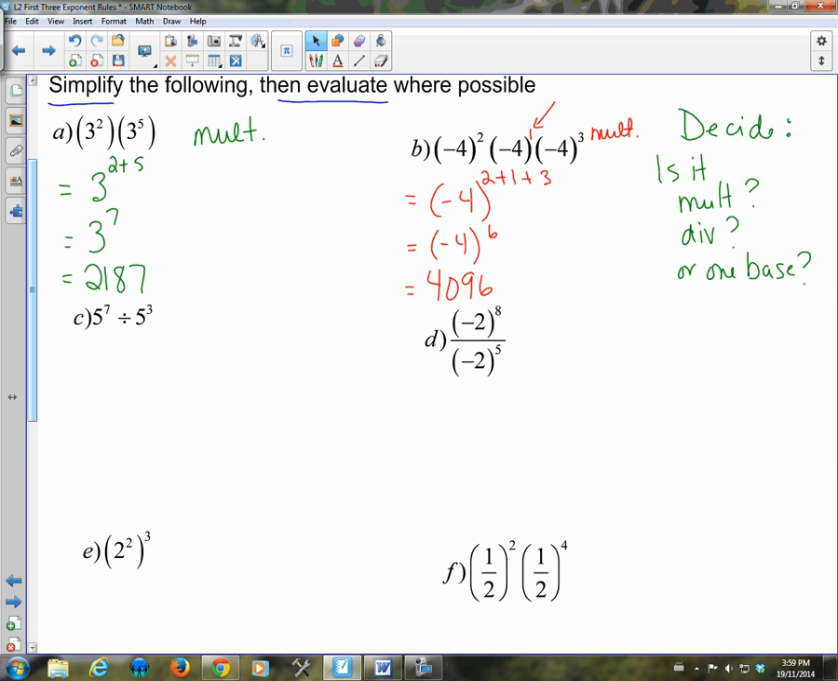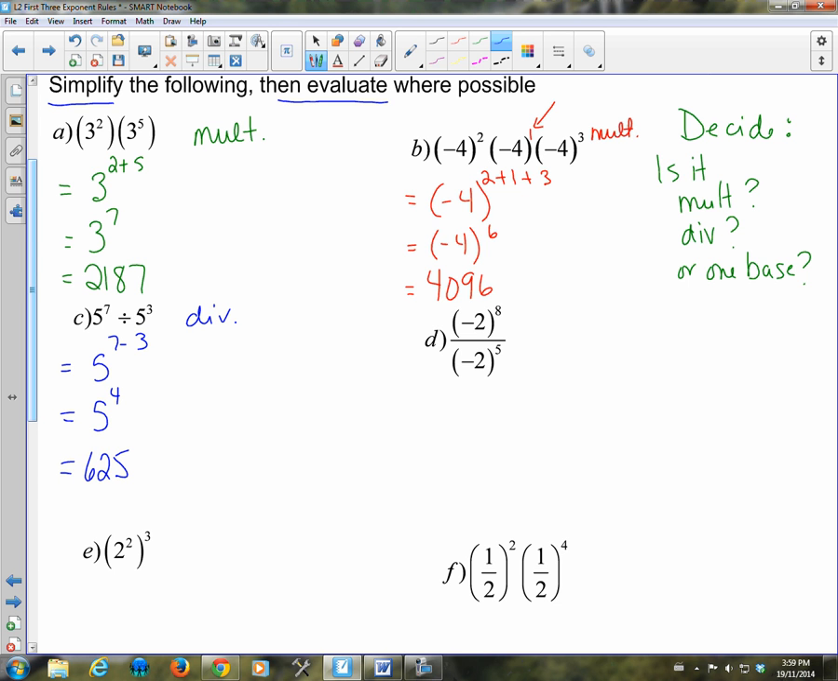So when I look at the next one, I decide whether I'm multiplying or dividing, and I see right away it's dividing. So I'm going to use the division rule. Division rule says I keep the base and I subtract my exponents. So 7 take away 3 is 4. And then I can evaluate 5 to the exponent 4, which is 625.